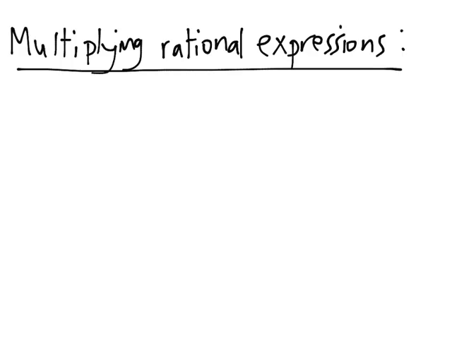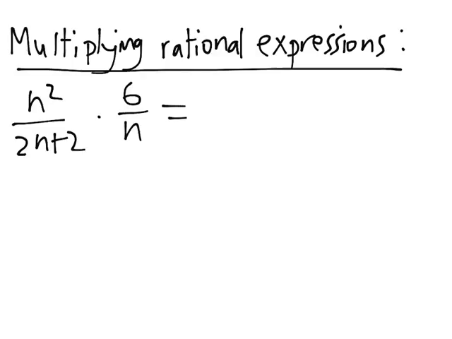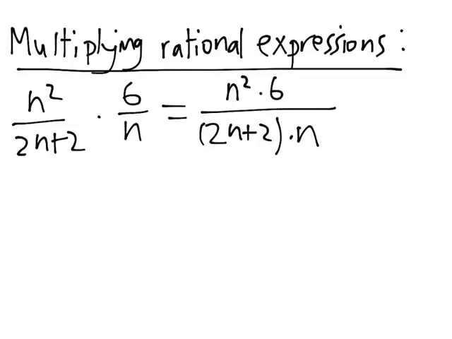Now that we understand a new kind of expression, let's try multiplying these. Say we have n² over (2n + 2), and we want to multiply this by 6 over n. The process of multiplying these is actually pretty simple. The first step is to multiply the numerators and denominators of both sides. So on the top we'll have n² times 6, and on the bottom we'll have (2n + 2) times n.